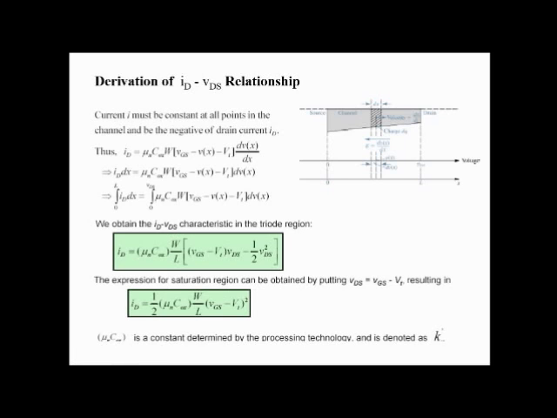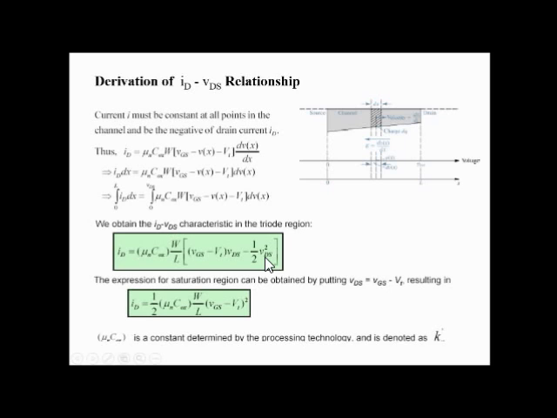Now this current I must be constant at all the points in the channel and be negative the drain current ID. So ID is given as mu n COX, or the capacitance of the oxide layer, into W into VGS minus VX minus VT into dVx by dx. So we obtain the ID-VDS characteristics of the triode region as follows. ID is given as mu n COX W by L, VGS minus VT into VDS minus half VDS square.